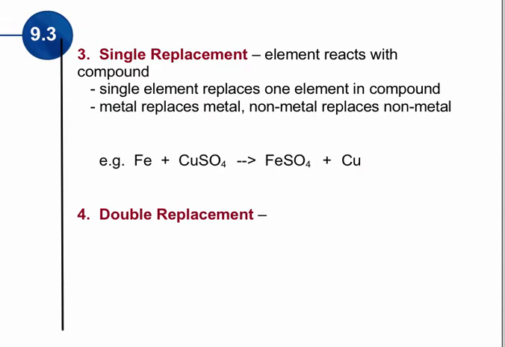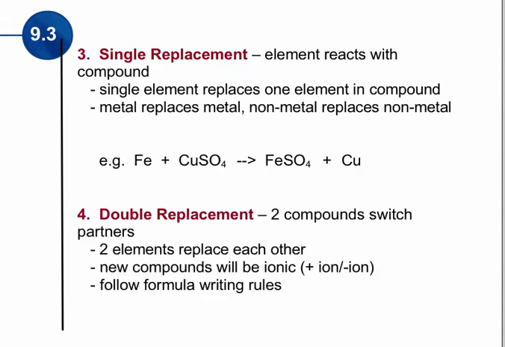Well, a double replacement, very similar. The key to a double replacement, though, is it's 2 compounds. So make a note of that as well. 2 compounds. Single replacement is an element and a compound. 2 compounds is a double replacement. And in a double replacement, 2 of the compounds replace each other. Now, with the new compounds we have to remember the balancing of charges. The positive and negative ions must balance. We must follow all our rules for formula writing.